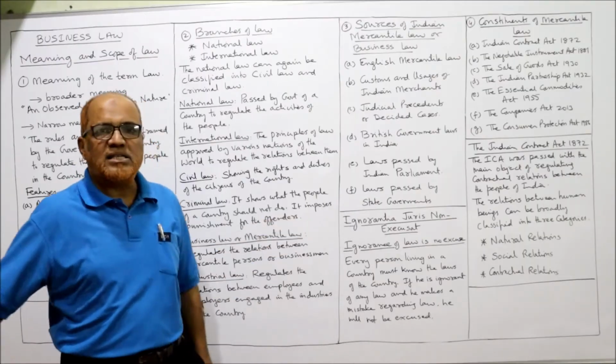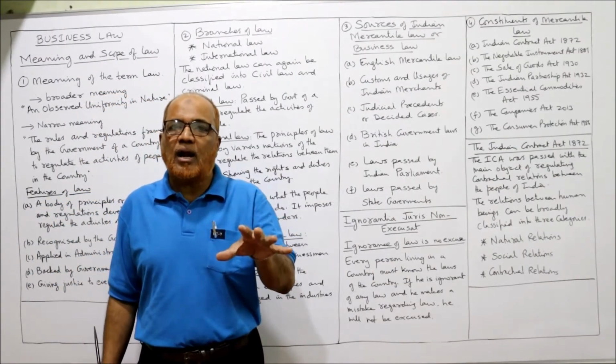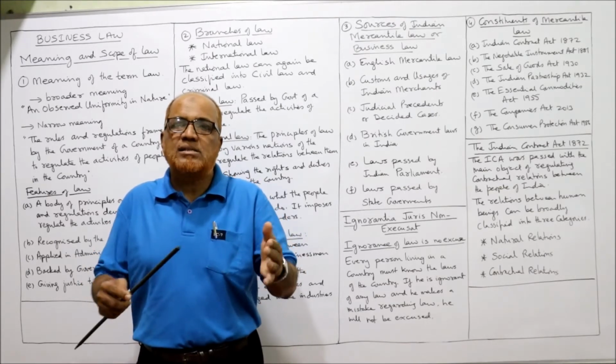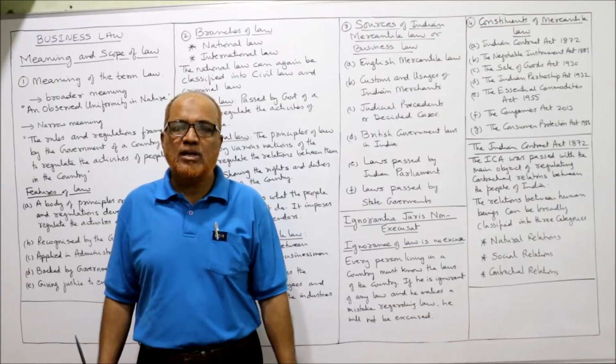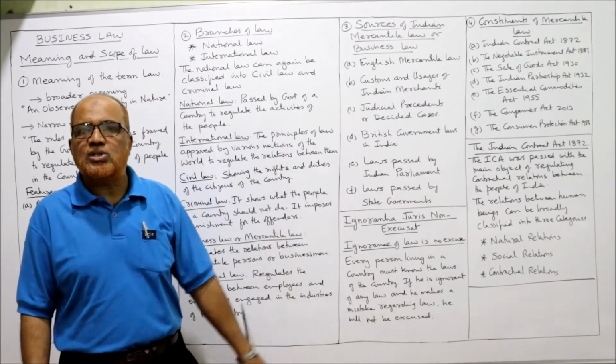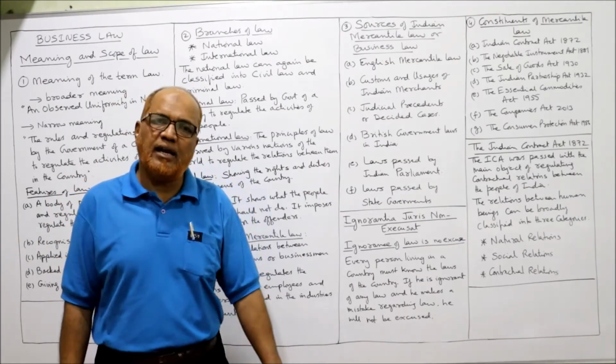Lastly, laws passed by the state government. The state government will also have some control over a particular territory. So the law passed by the state government is also one of the sources of business law. So these are the sources from which the business law has been made in India.